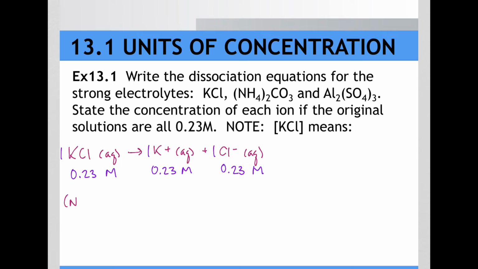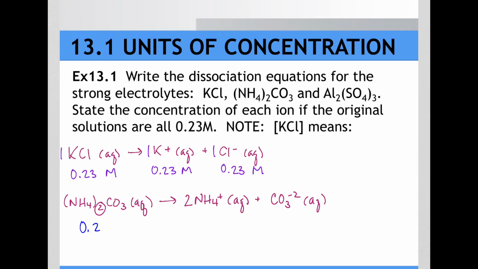Okay. Now what about for the next one? So if we look at sodium carbonate, this is also soluble if you look at the solubility rules. So this would also completely dissociate, but because of the way this formula is written, I'm going to get 2 ammonium ions and 1 carbonate ion. Don't forget to include charges. Now, if my concentration is also 0.23 molar of this, because this is balanced 1 to 2, the concentration of this is going to be twice as much. So this would be 0.46 molar, but because these are 1 to 1, this would be 0.23 molar.